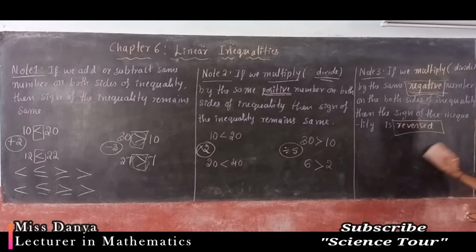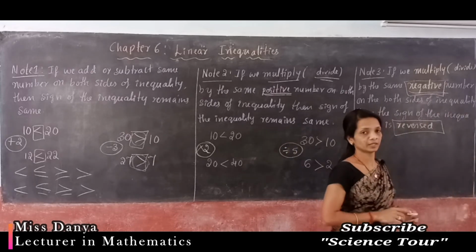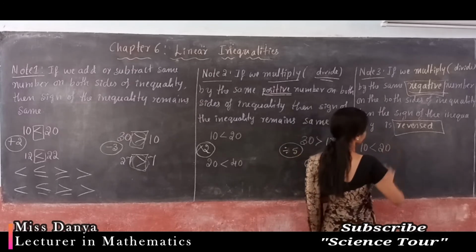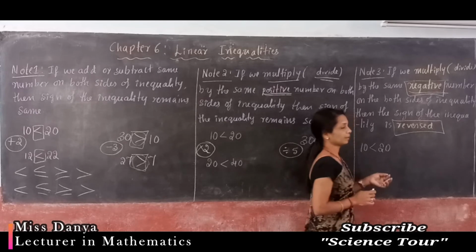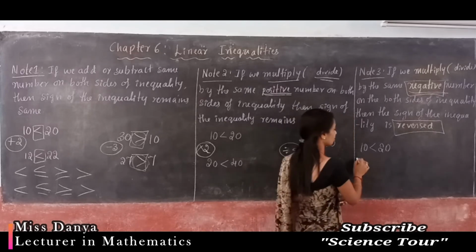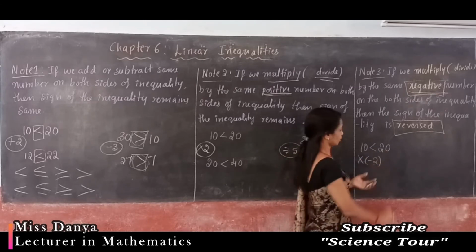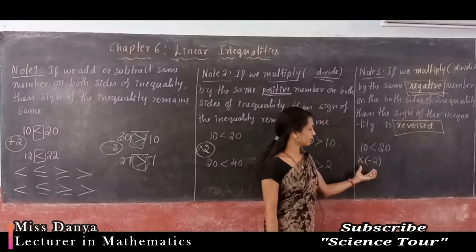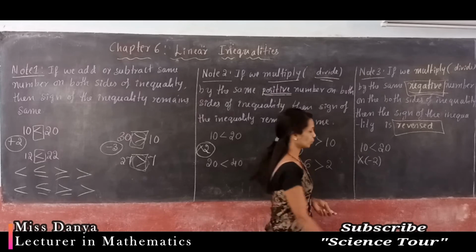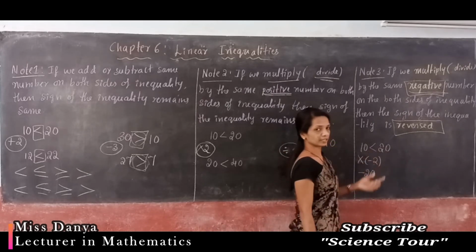I will show you this with some examples. I will take the same inequality. 10 is less than 20. Now for this we multiply by the same negative number. I will take minus 2. We are multiplying by the negative number minus 2. 10 into minus 2 is minus 20, and 20 into minus 2 is what?